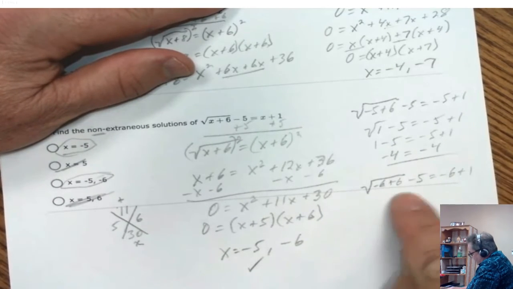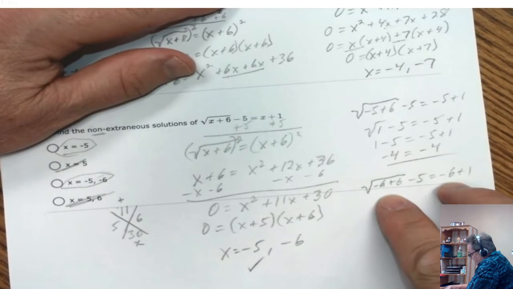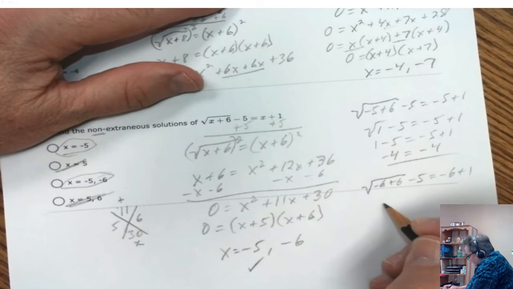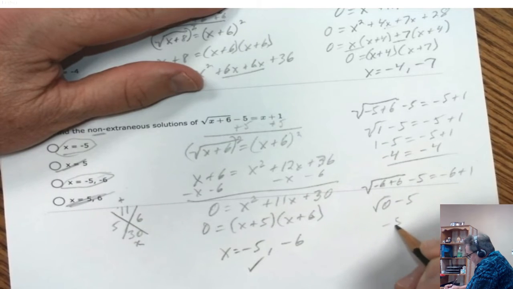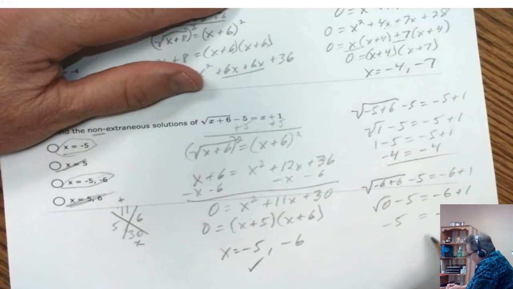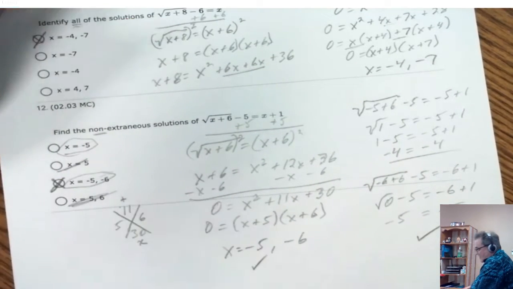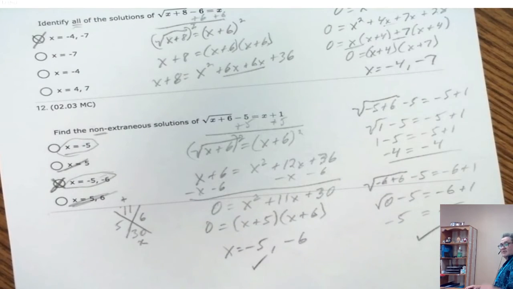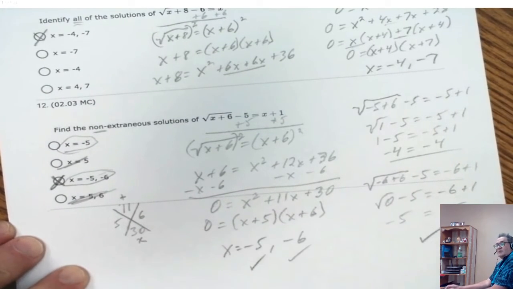Negative 6 plus 1. Okay, so we've done negative 6, substitute in for both x's. Negative 6 plus 6, square root of 0, so that's just 0. So this is just negative 5. Negative 6 plus 1, what is negative 6 plus 1? It's negative 5. Oh, both of those work out. Neither one is extraneous, so they both work.